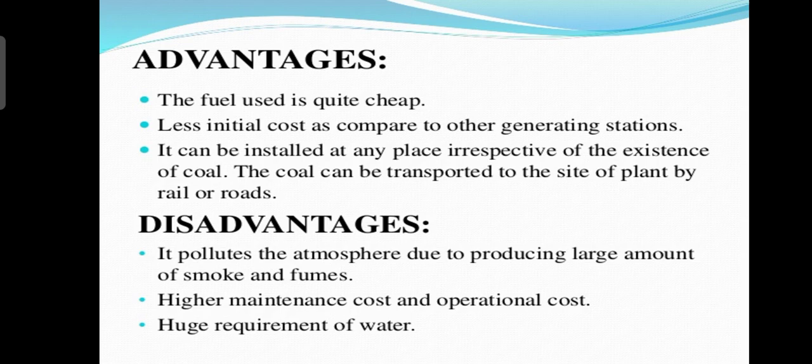Disadvantages: it pollutes the atmosphere due to producing a large amount of smoke and fumes; maintenance cost is high, and equipment cost is also higher.